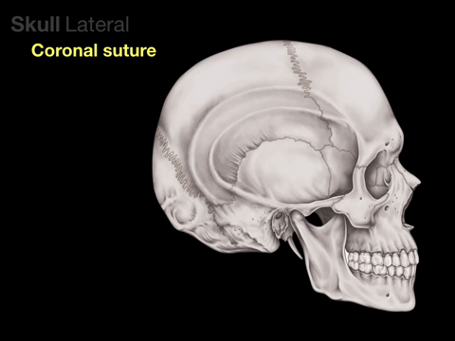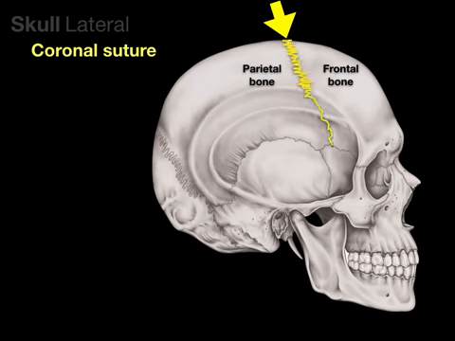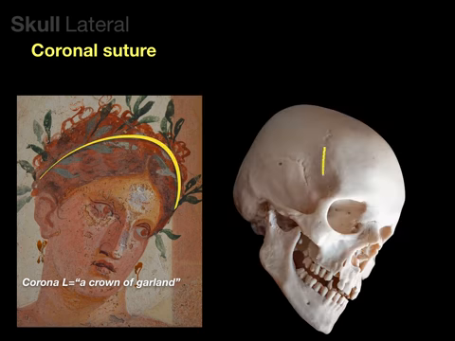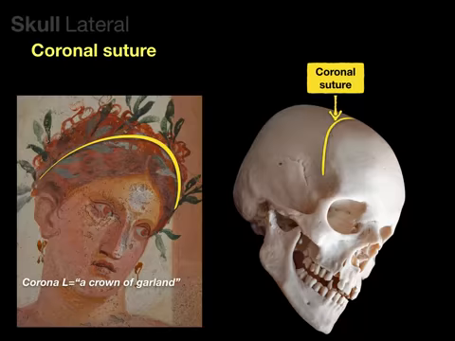So the coronal suture is first, and the coronal suture is between the parietal and frontal bones right there. There's our coronal suture. It gets its name because the word coronal is Latin for a crown or garland, and you can see where that crown of garland is located. That's why it's called the coronal suture, because it courses like a crown of garland.